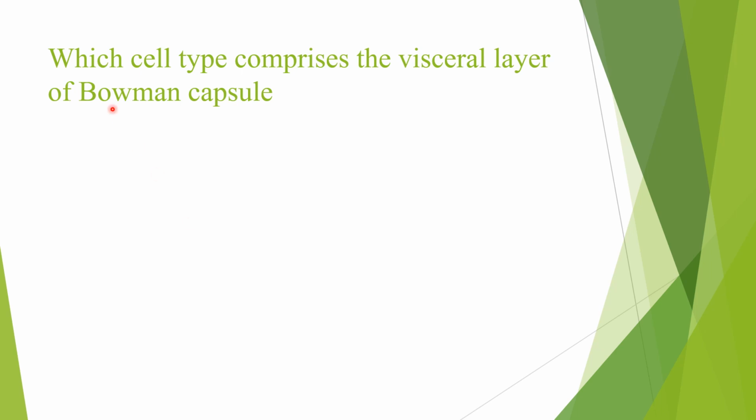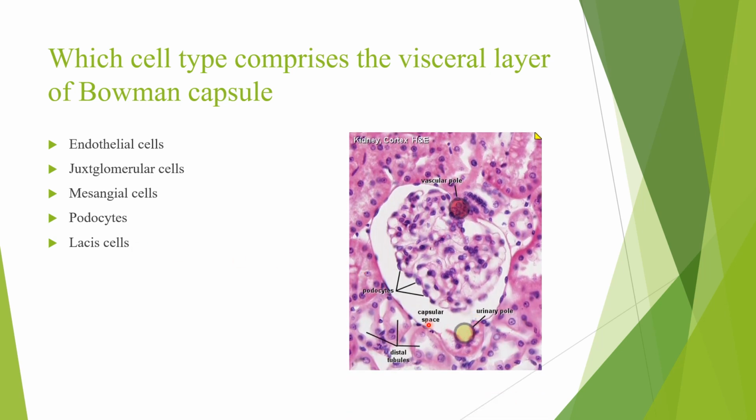Next MCQ: which cell type comprises the visceral layer of the Bowman's capsule? The options are endothelial cells, the juxtaglomerular cells, mesangial cells, podocytes and Lacis cells. This is the cross sectional histological section of the renal corpuscle showing the juxtaglomerular apparatus, renal corpuscle, Bowman space and its parietal layer and visceral layer. Here you can best appreciate that the visceral layer is formed by the podocytes. So the correct option is the podocyte; the visceral layer of the Bowman's capsule comprises podocytes.